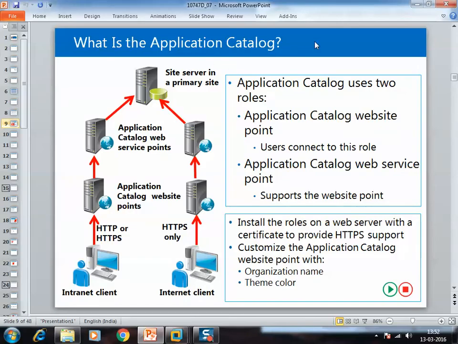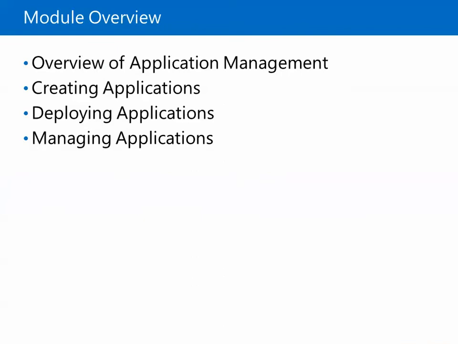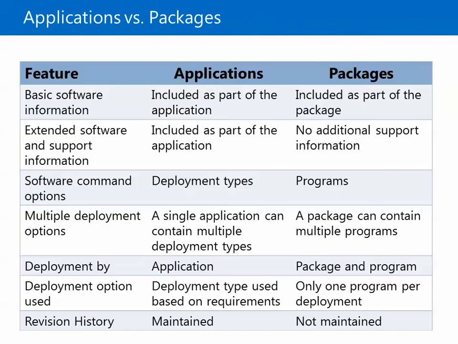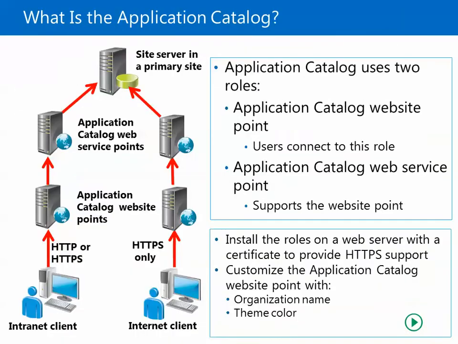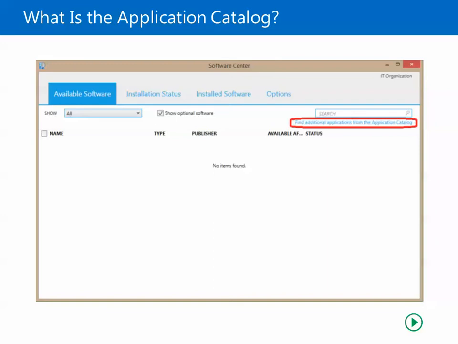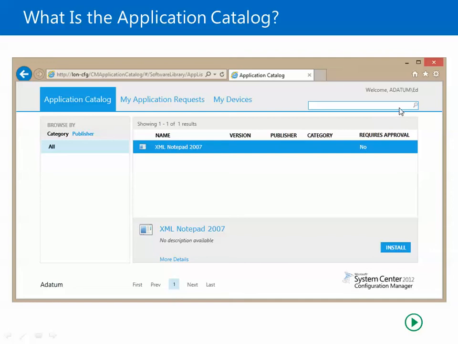So this is about your application catalog. Clear? So you can go here in the software center, click on find additional application from application catalog, and you can view it. This is your console, this is how your application catalog looks. Clear?